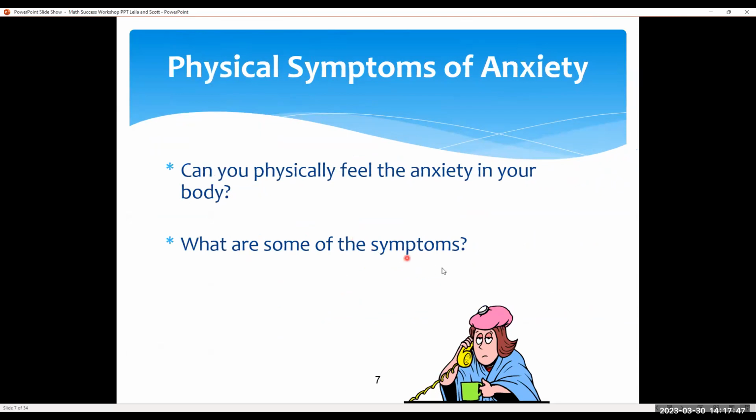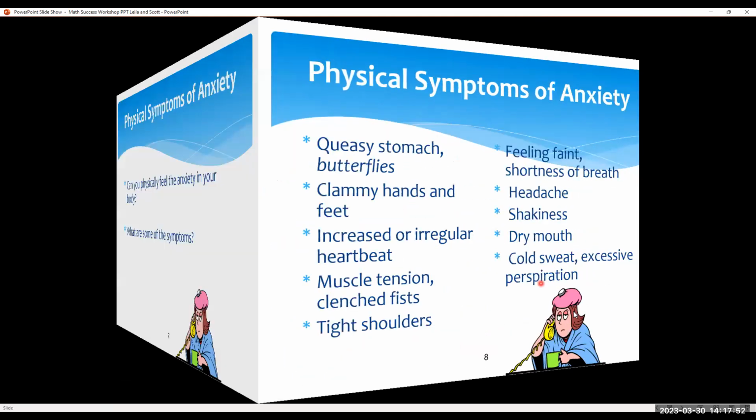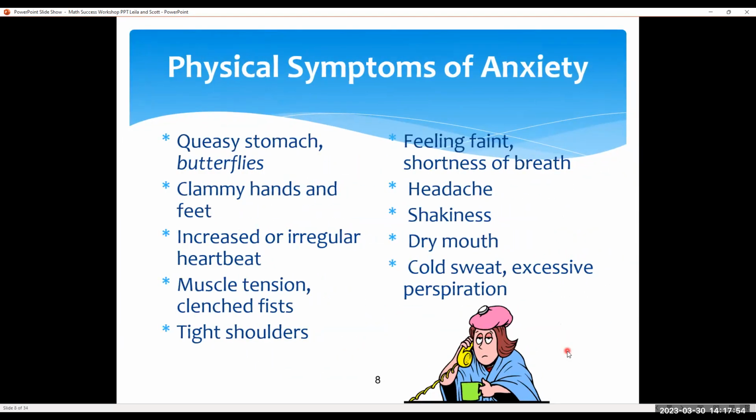How about some physical symptoms of anxiety? Can you relate to any of these? Dry mouth, headache, heartbeat, muscle tension, anything else that stands out to you? Cold sweat, okay. Adrian says the shakiness. Hands start shaking a little bit when you have to hold the pencil to write the test answers down, and you feel jittery.